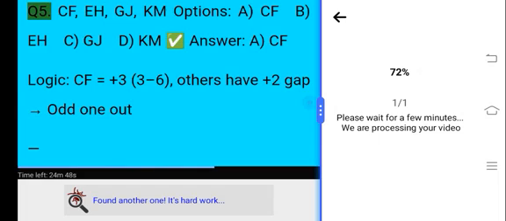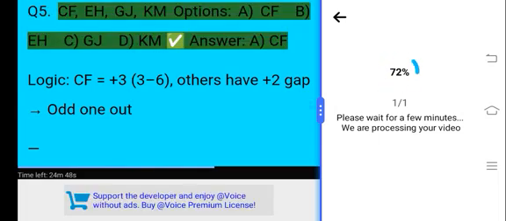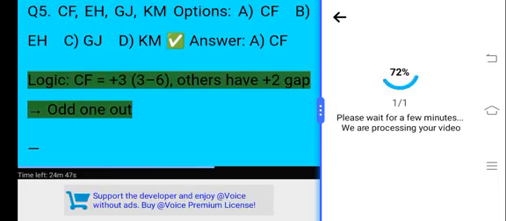Q5. CF, AC, GJ, KM. Options: A. CF, B. AC, C. GJ, D. KM. Answer: CF. Logic: CF equals plus 3, 3 to 6, while the others have a plus 2 gap, so odd one out.